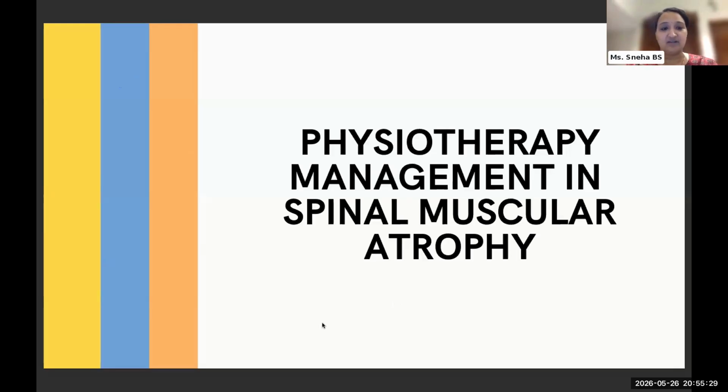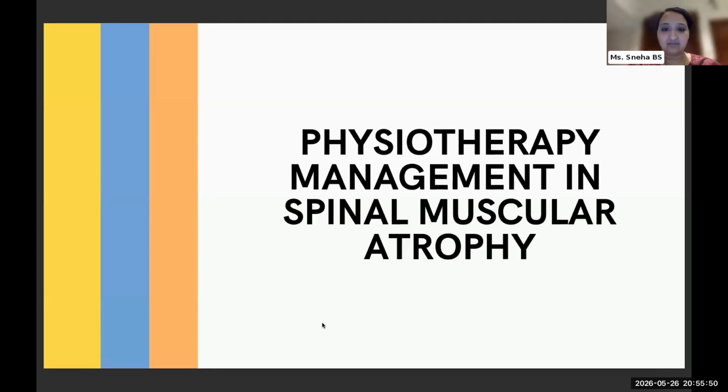Today we are briefly discussing the principles of physiotherapy management in spinal muscular atrophy, particularly because traditionally, rehabilitation in SMA focused mainly on preservation and prevention of secondary complications. But with the advent of disease-modifying therapies, things have changed. The focus has shifted majorly to optimizing function.